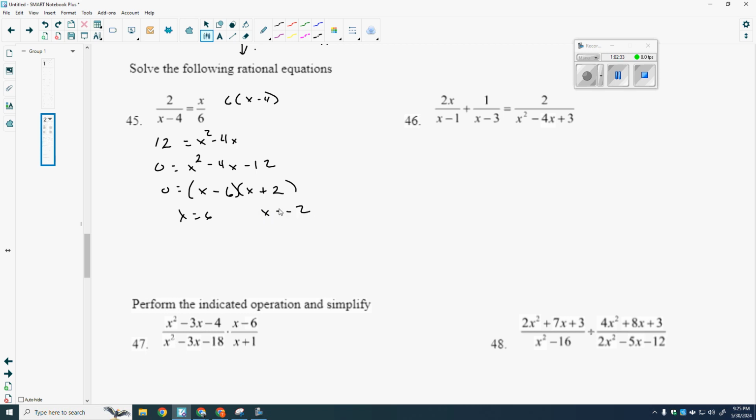Check for extraneous solutions. Take the 6 and see if it works. Yep, doesn't make that 0. Take the negative 2, plug that in. Yep, it doesn't make that 0. They both work.